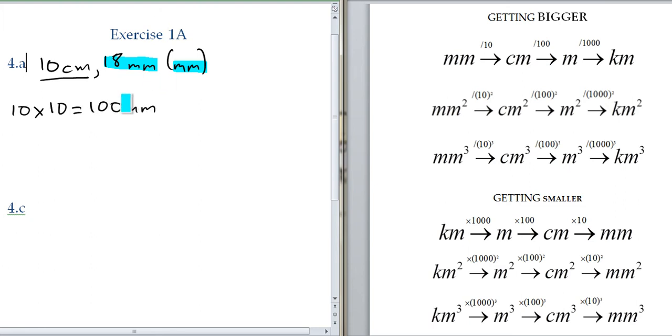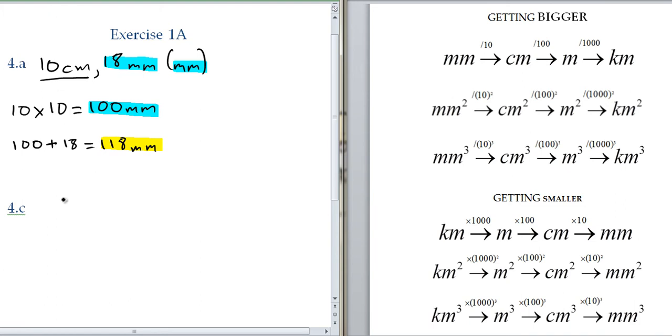Okay, so now that's in the same units as the one before. They're all in millimeters. So all we do now is just add them up. So 100 plus 18 equals 118 millimeters, as we've been asked to do. Millimeters at the end. So that's the answer.